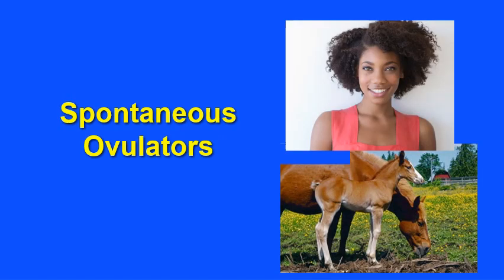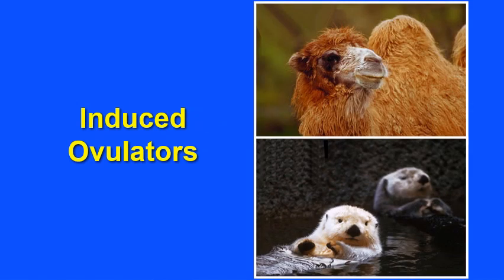Domestic animals can also be classified according to the manner by which they ovulate. Humans and horses, for example, are spontaneous ovulators because they do not need external stimuli in order for them to ovulate. We also have the induced ovulators. Examples are the camel and the otter. Induced ovulation is when a female animal ovulates due to an externally derived stimulus during or just prior to mating, rather than ovulating cyclically or spontaneously. Example of the external stimuli is copulation.